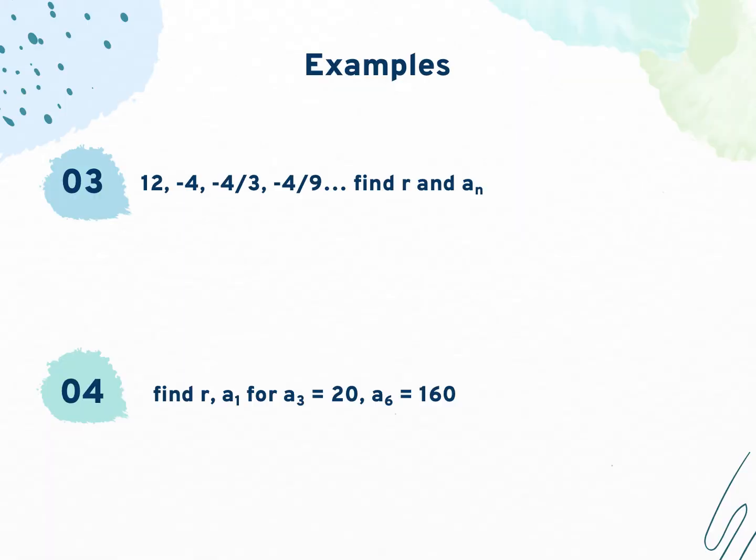Okay, 3, 12, negative 4 thirds, negative 4 ninths. Again, find r and find a sub n. So my r this time is what? Negative 1/3. So, oh, that should be positive.